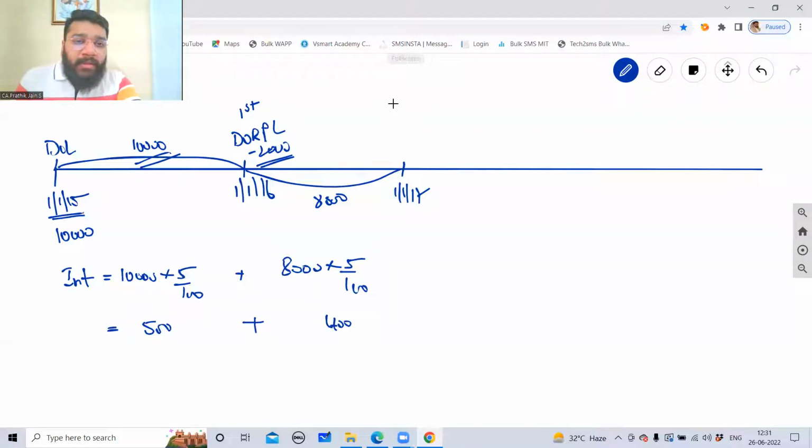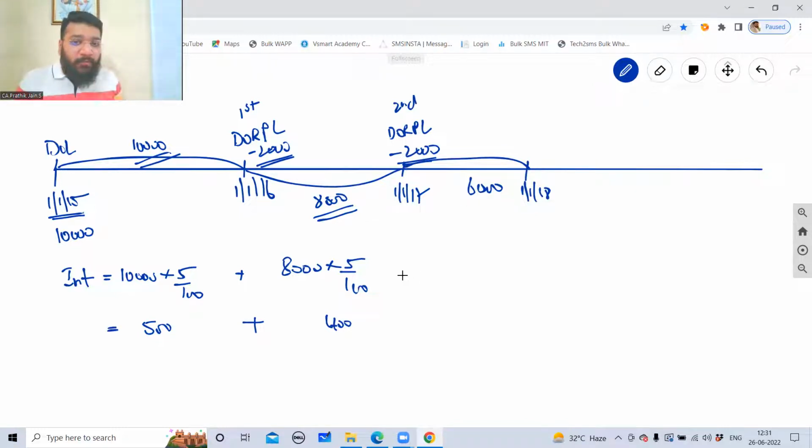Then what is happening? This is the second date of repayment of loan, where 2000 rupees is paid. So from 8000, if 2000 is paid, balance is how much? 6000, which is enjoyed from 1-1-17 to 1-1-18. This period, 6000 is enjoyed. So for this period, the interest will be 6000 into 5/100, which is going to be 300.